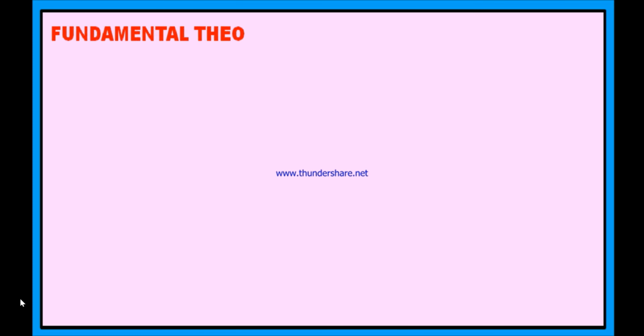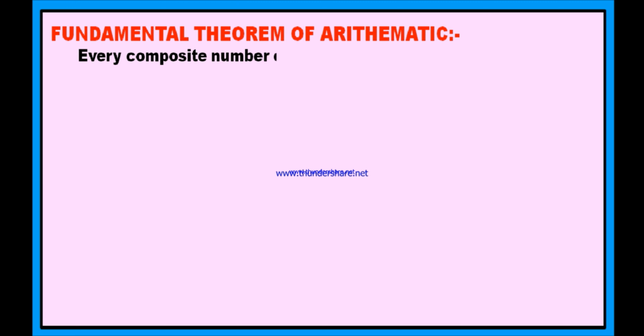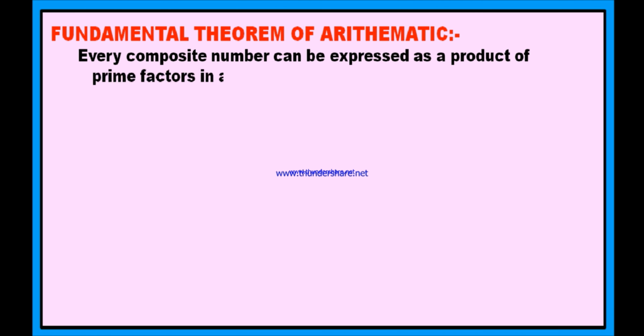Now, you see here it is the fundamental theorem of arithmetic. Let us see its statement. The fundamental theorem of arithmetic states that every composite number can be expressed as a product of prime factors in a unique way. I shall repeat, every composite number can be expressed as a product of prime factors in a unique way. Unique means in only one single way.